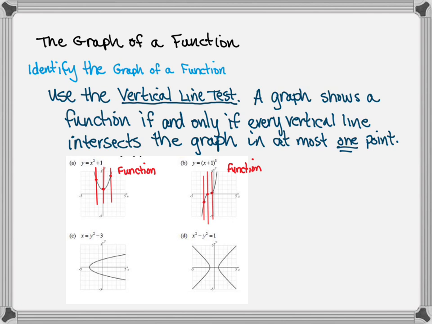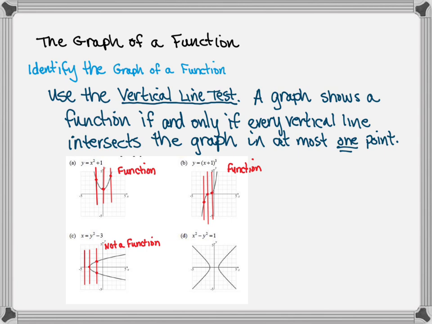Let's look at graph C. x equals y squared minus 3. So for this one, I can draw a vertical line here, and it doesn't intersect anywhere, but that's fine. I can draw a vertical line here, and it intersects at one point. We're still fine. But if I draw a vertical line here, it intersects at 2 points. And because I can draw at least one line where it intersects at more than one point, I can actually draw many, many more lines that do this. This graph is not a function.